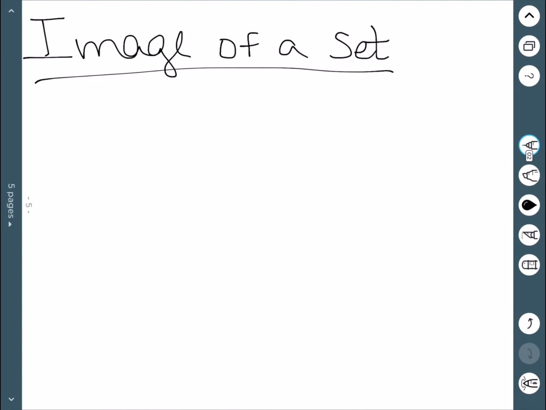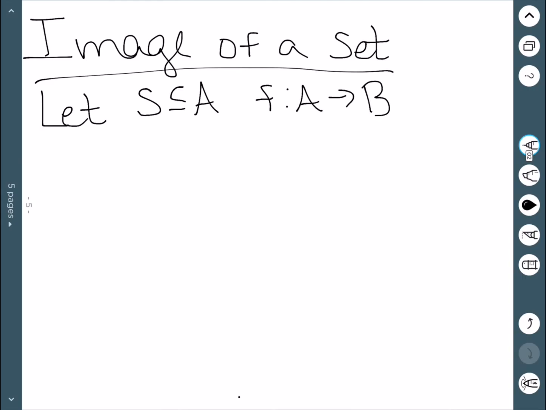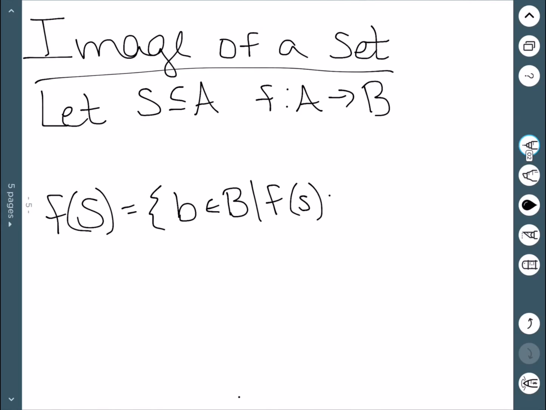We can also talk about the image of a set. So we'll let S be some subset of A, where f is just a function from A to B. We can define f of S, which is the image of the set, as the set of all b's in our set B, such that f of little s is equal to b, where little s is in our big set S. So we can talk about the image of a set where it's just the set of images.